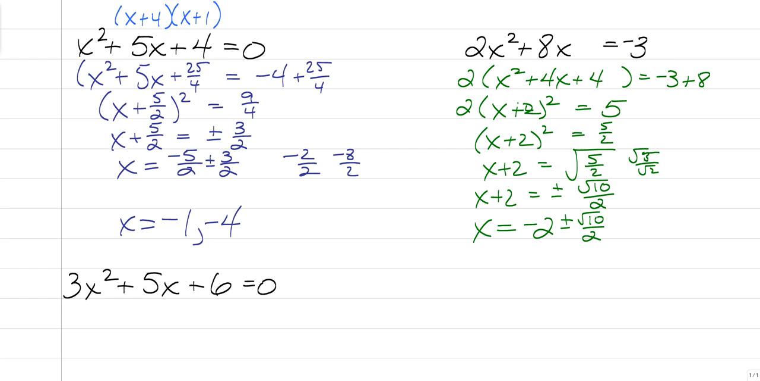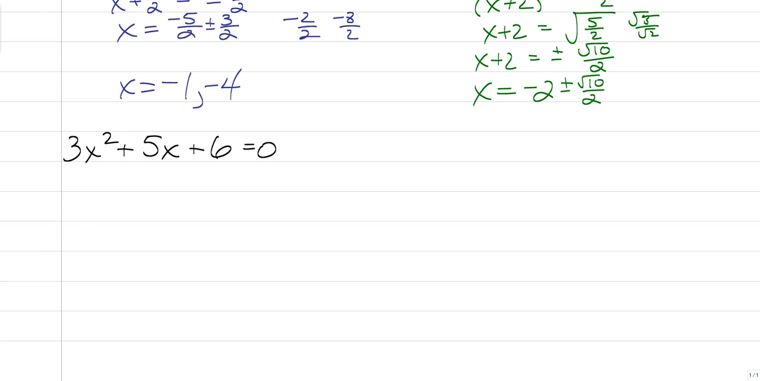Okay? Last one of the day. This one's going to be pretty nasty. But I just want you to be able to see it, be exposed to it. First thing you do, subtract 6 from both sides. So we have 3x squared plus 5x, and that's equal to a negative 6.